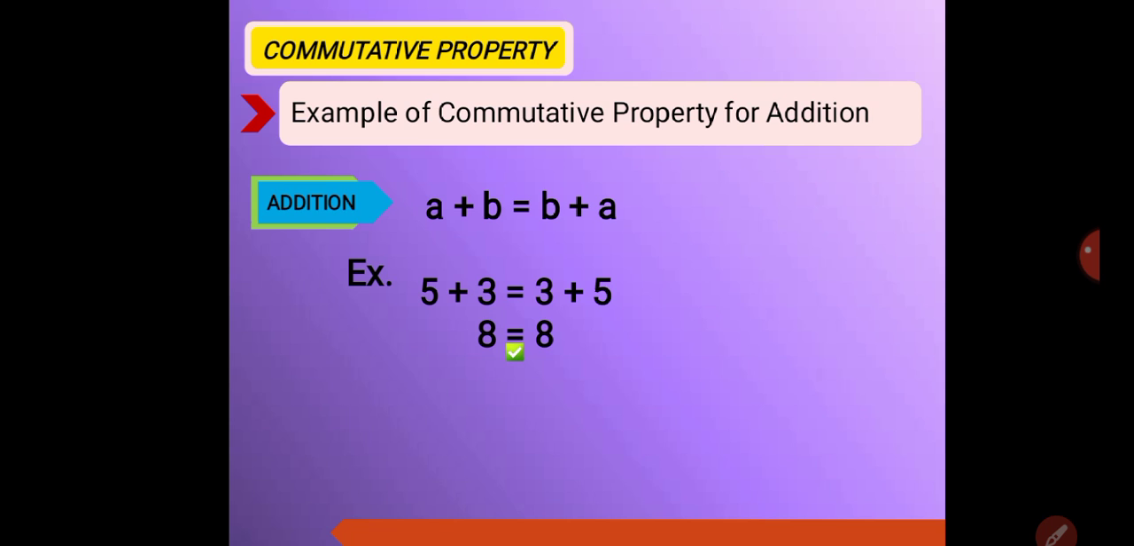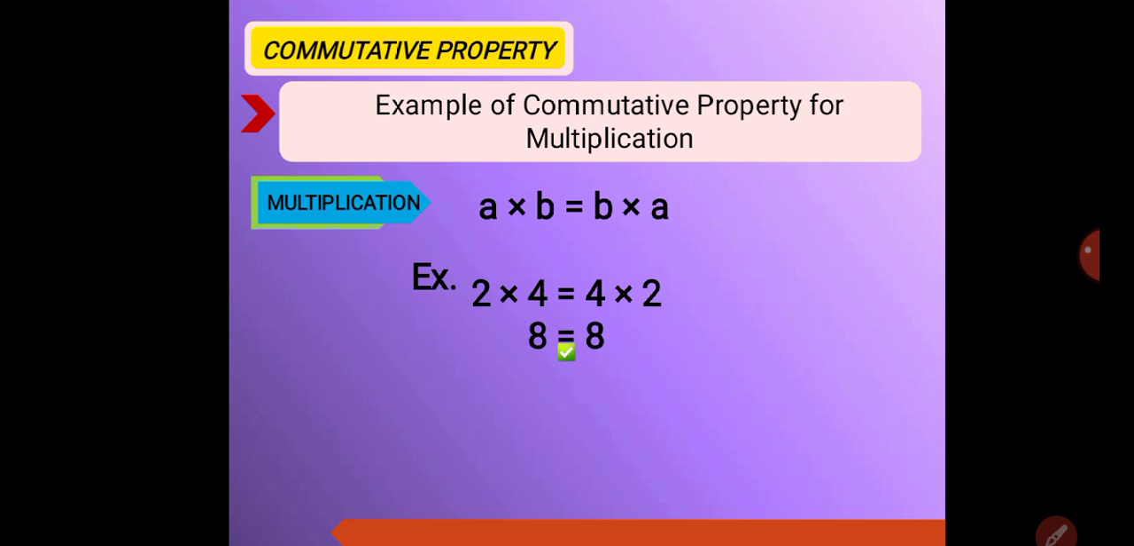Example of commutative property for addition. A is 5, b is 3. So, 5 plus 3 is equal to 8. And sa pikas, b plus a, 3 plus 5 is equal to 8. So, both sides are equal. Example for multiplication: 2 times 4 is 8. So, 4 times 2, 8. So, both sides are equal. Mao na siya ang commutative property. Bisan asa kung unsaon pagbaliktad-baliktad, dili siya ma-change ang iyahang answer.